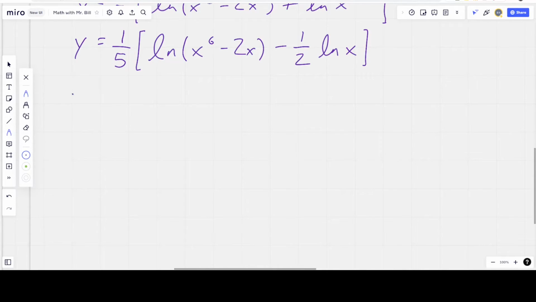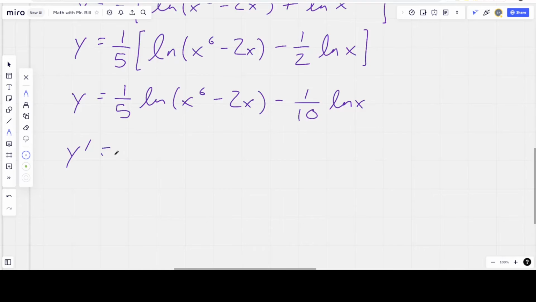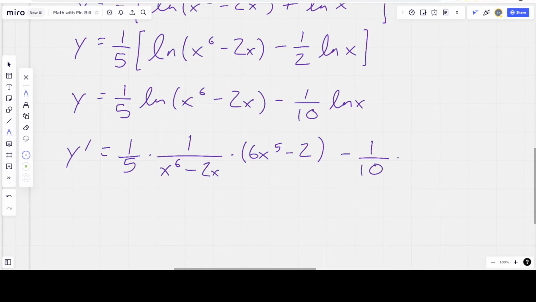Let's do one more cosmetic step here, and we're going to pass that 1/5 into everything here. So we get 1/5 times the natural log of x to the sixth minus 2x minus 1/10 the natural log of x. Okay, so now we're ready to take the derivative. So y prime, we've got this 1/5 constant, times, now the derivative of natural log is 1 over the argument, and then times the derivative of the argument, which is just a polynomial derivative, 6x to the fifth minus 2. And then minus 1/10 times the derivative of the natural log of x, which is 1 over x.